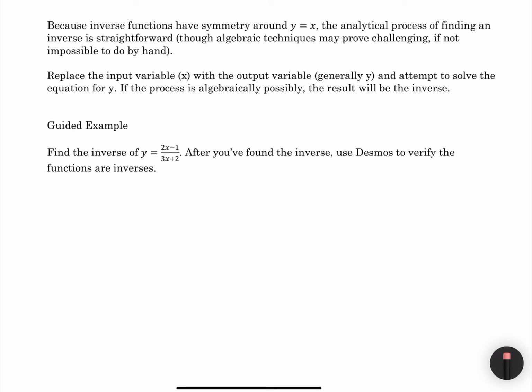So for this example, we want to find the inverse of y equals (2x minus 1) divided by (3x plus 2). So first, we're going to get x equals (2y minus 1) divided by (3y plus 2). First thing we can do is multiply the 3y plus 2 to the other side. So that's going to give us x times (3y plus 2) equals 2y minus 1.